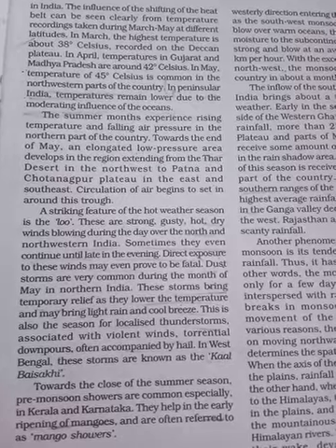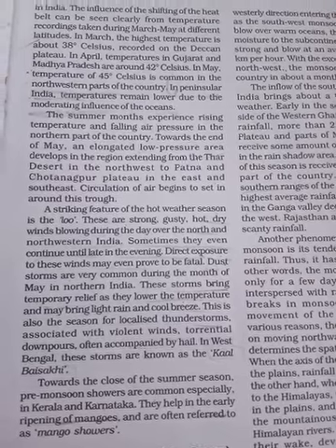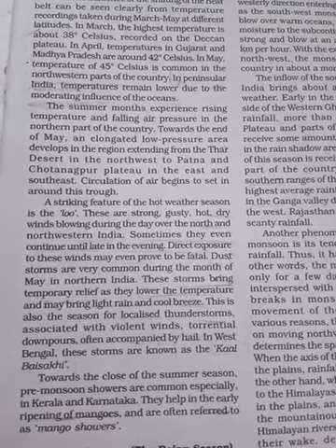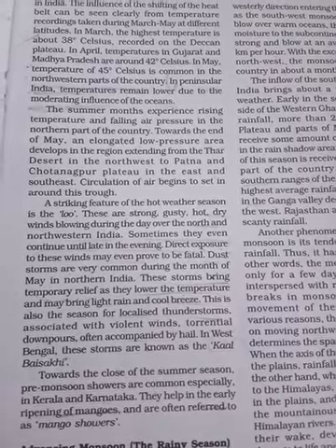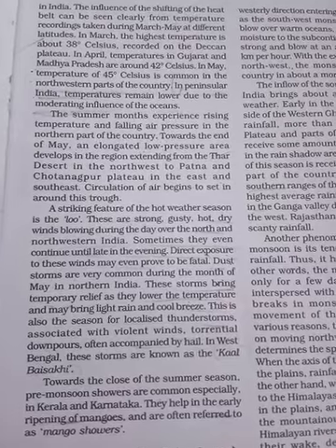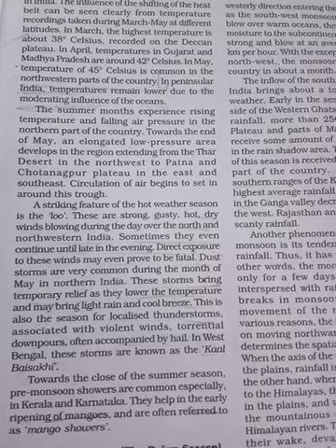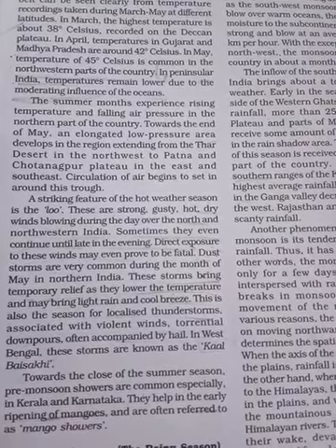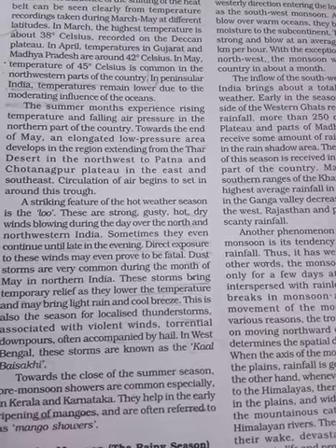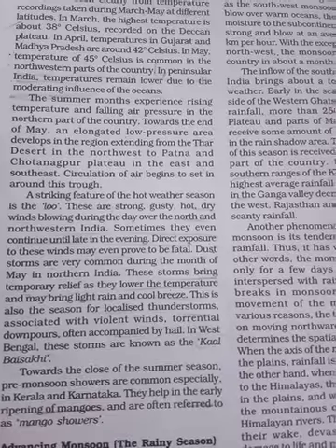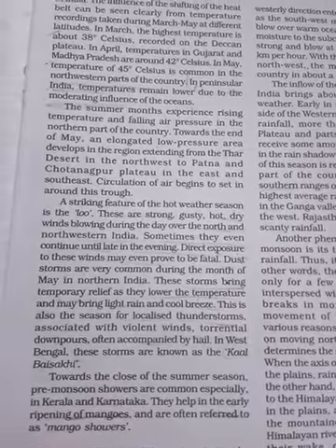Towards the end of May, an elongated low pressure area developed in the region extending from the Thar Desert in the northwest to Patna and Chotanagpur in the east, and the circulation of air has started around it.